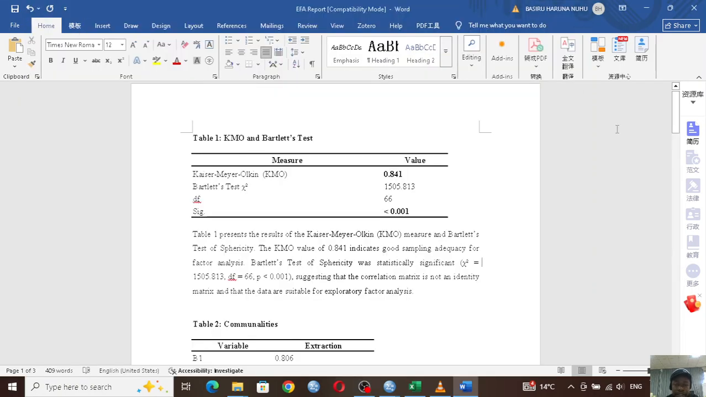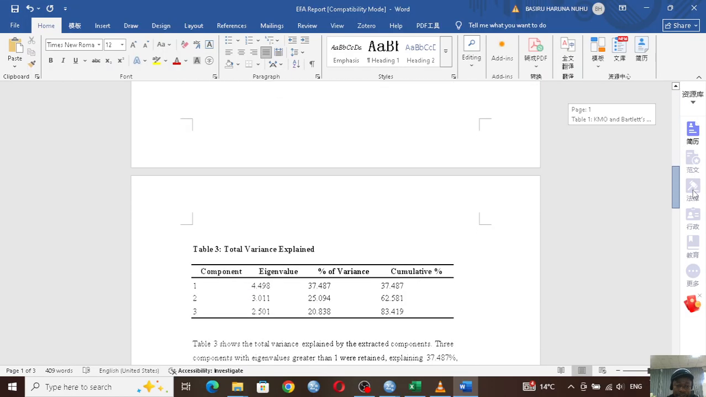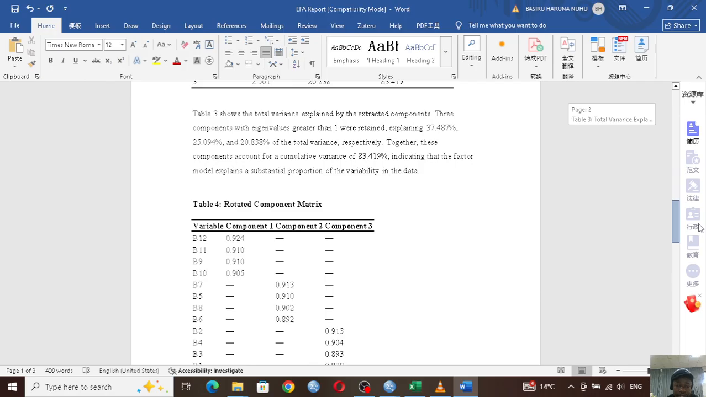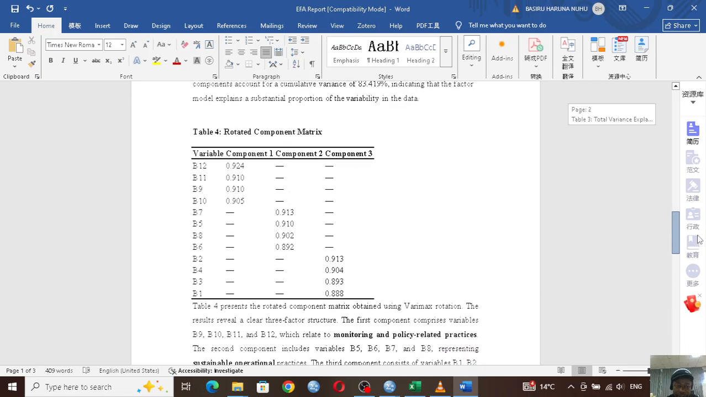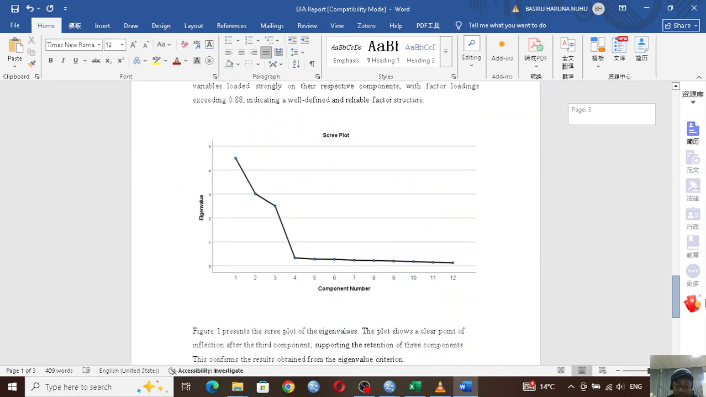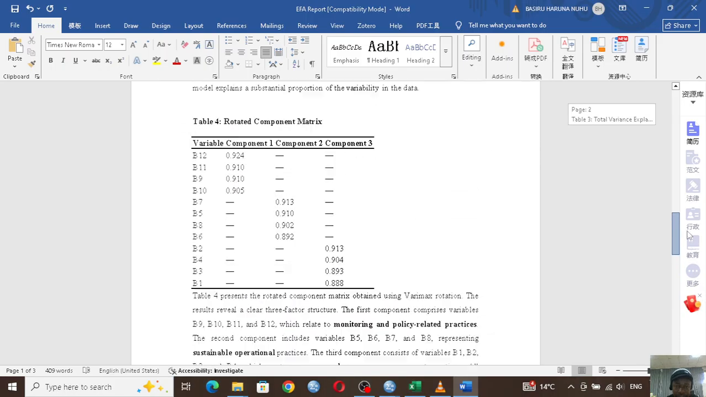Welcome back to the reporting session. In this session, we are going to report our findings from the previous videos. We consider our KMO, and then we have our communality table, we have our total variance, we have our rotated matrix, component matrix, and then we also have our scree plots.